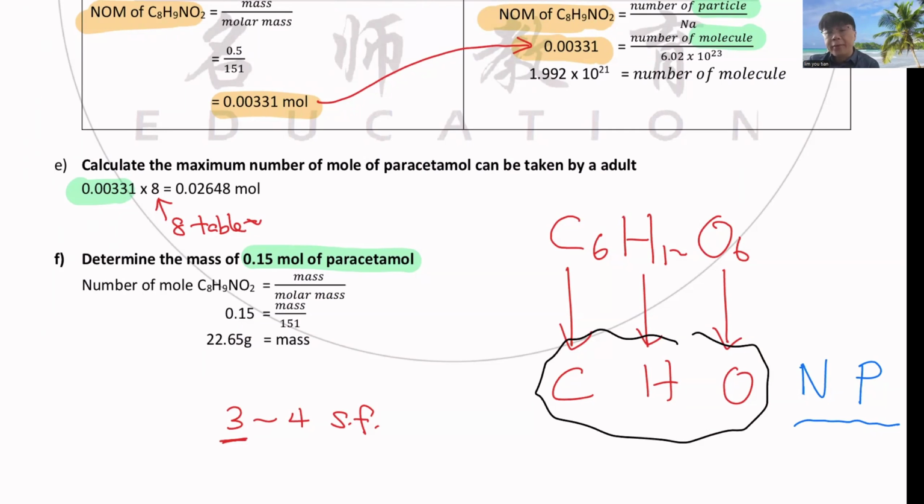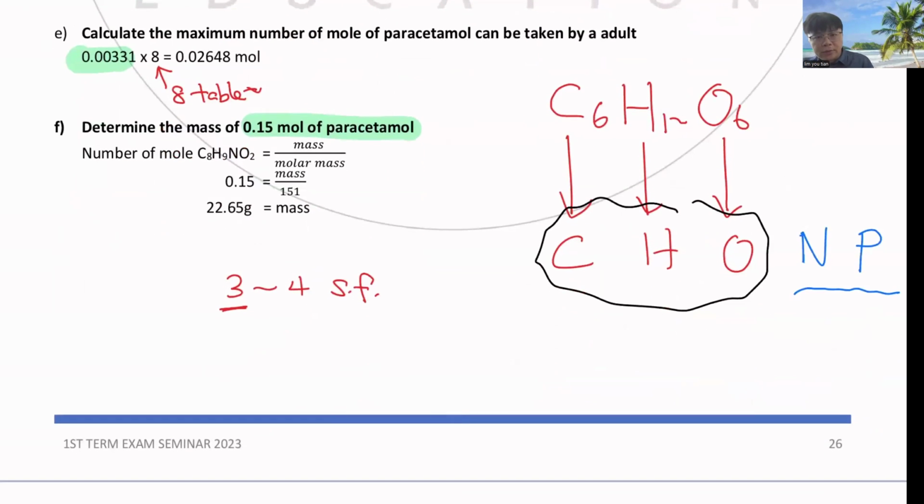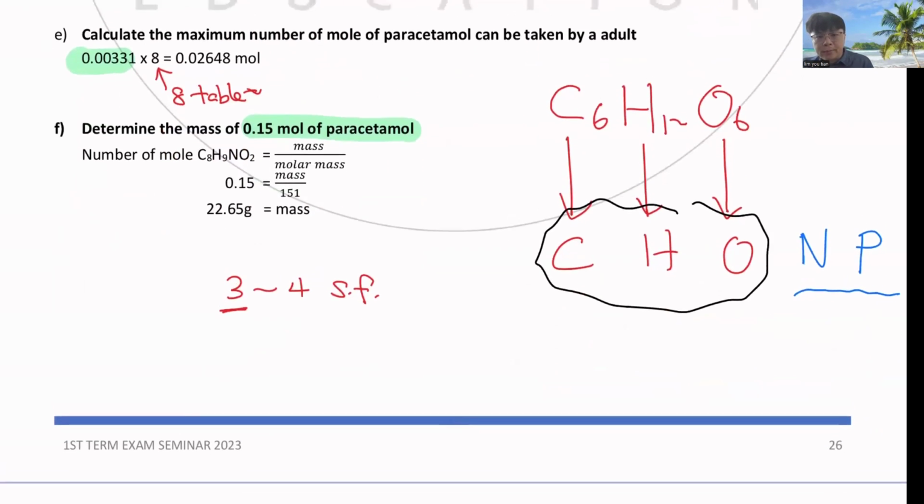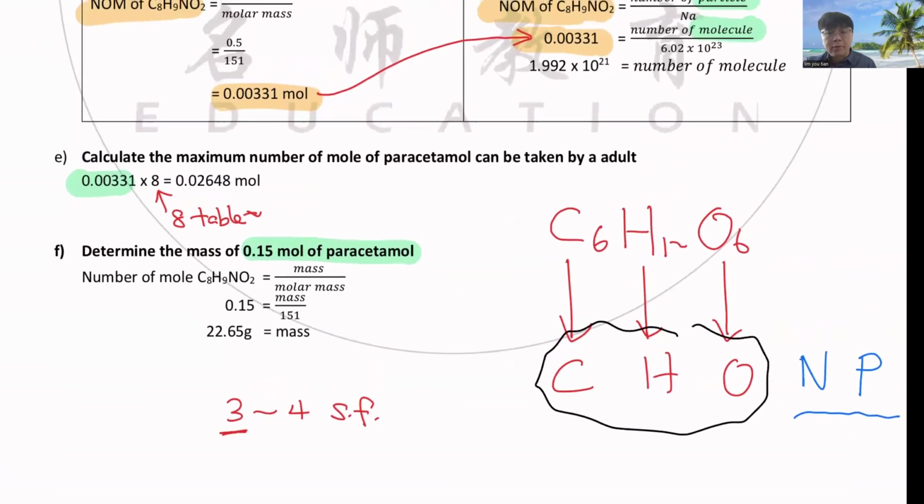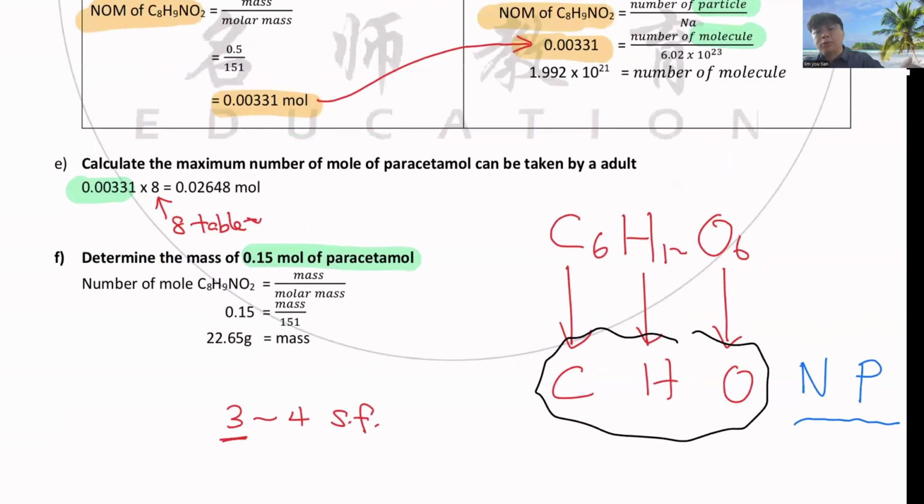4 significant figures is very accurate if you want. But normally I would take 3 significant figures, because with 4 significant figures sometimes the number is too small. Okay, so today we'll focus on calculation, because compared to chapter 2, chapter 3 is much harder.